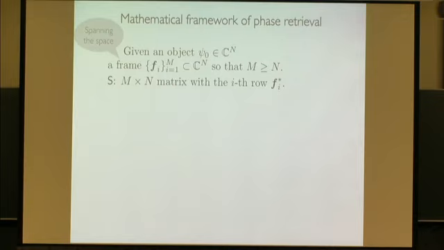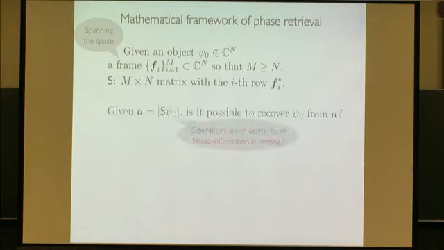And we know that if M is less than n, then there is no way we can span the whole space. And if M is greater than or equal to n, then we have a chance. In particular, if M is equal to n, we know this is a basis and so on. And we put all the vectors in the frame, fi, take the conjugate as rows, and form an M by n matrix called S.